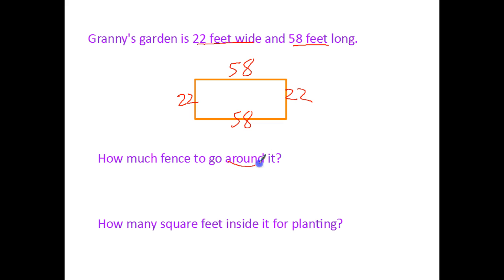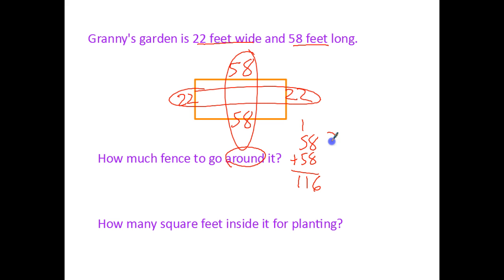How much fence to go around it? I know that around means perimeter, and to find the perimeter, I need to add all the sides. So I'm going to take 58 plus 58, which gives me 16, carry my 1, 116, and I'm going to take 22 plus 22, which is going to give me 44. By the way, if you look right in the middle, it looks like a giant plus sign. 116 plus 44 gives me a 10, carry my 1, 6, and a 160. How much fence to go around it? These were each feet. Since I'm going around the entire thing, I want my units to be feet.